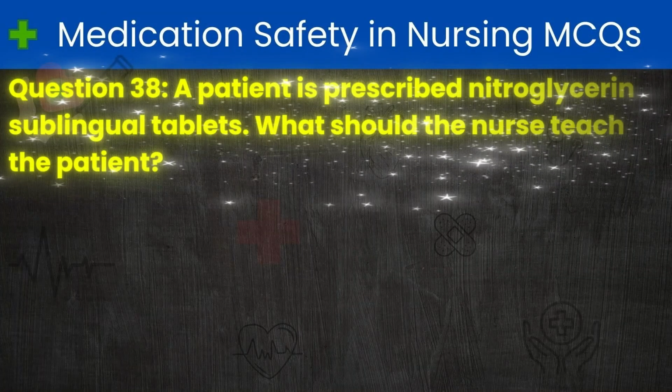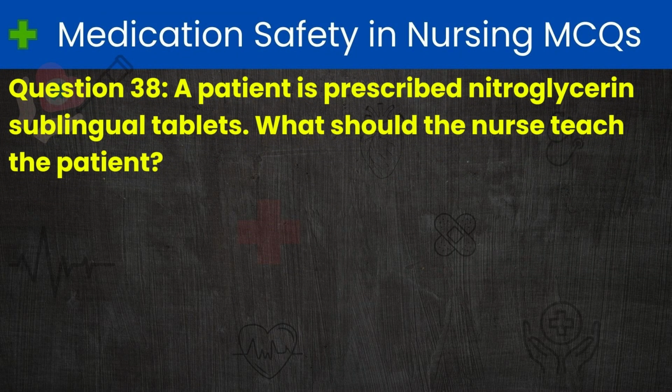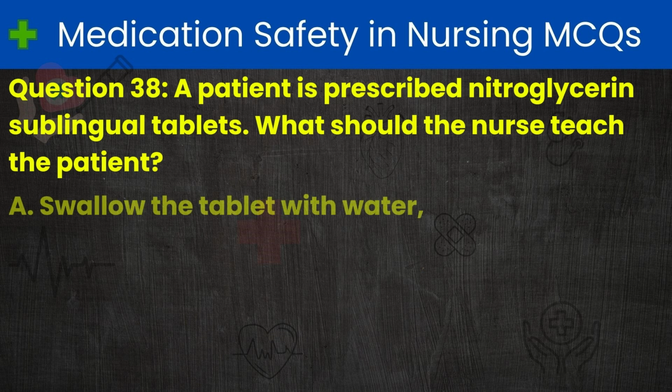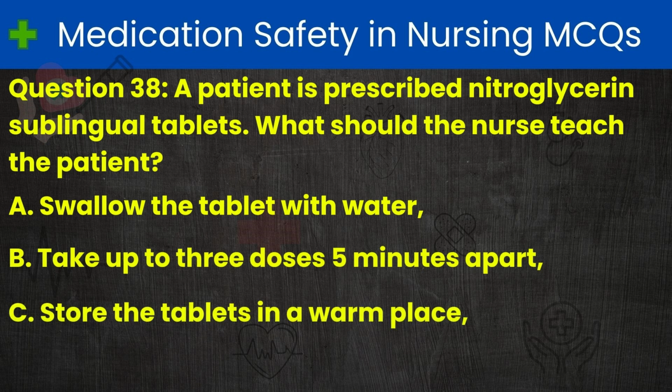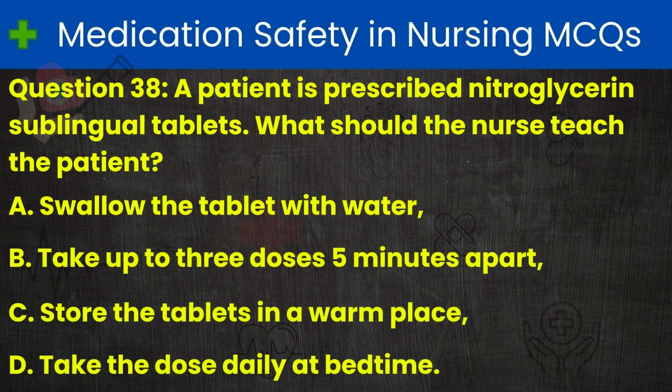Question 38. A patient is prescribed nitroglycerin sublingual tablets. What should the nurse teach the patient? A. Swallow the tablet with water. B. Take up to 3 doses 5 minutes apart. C. Store the tablets in a warm place. D. Take the dose daily at bedtime.